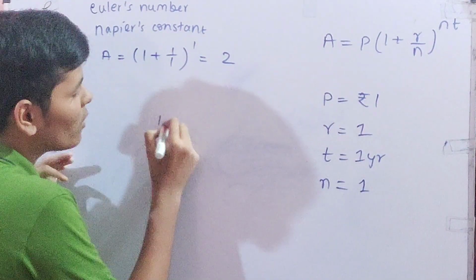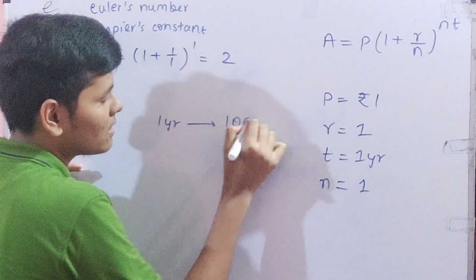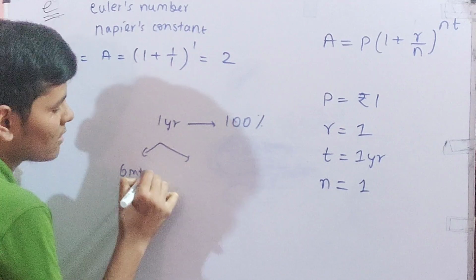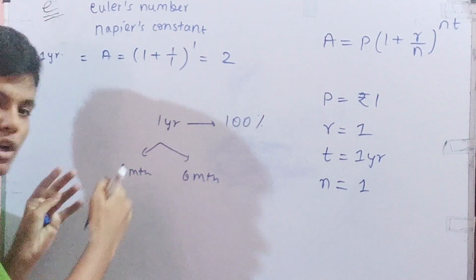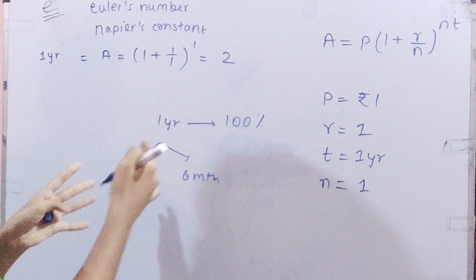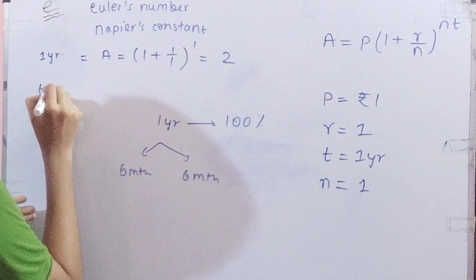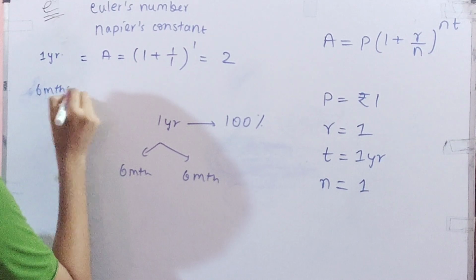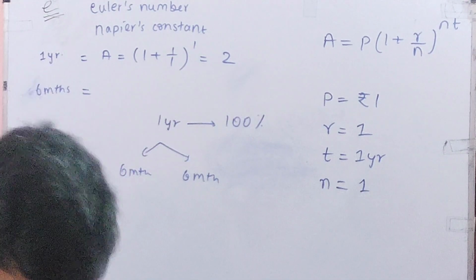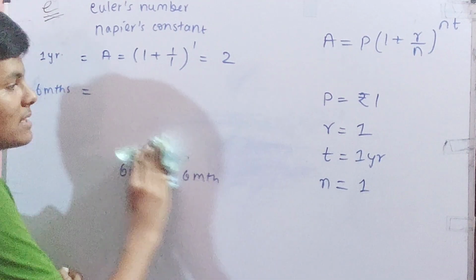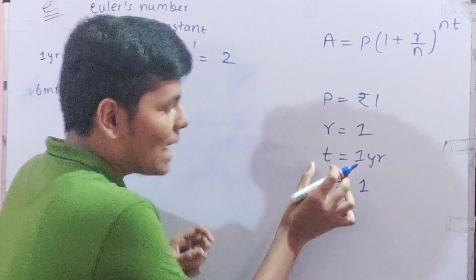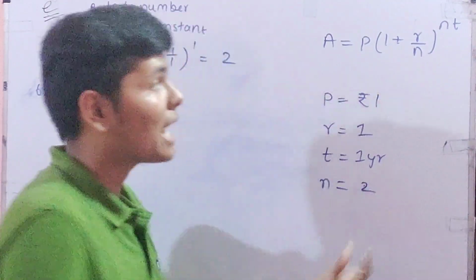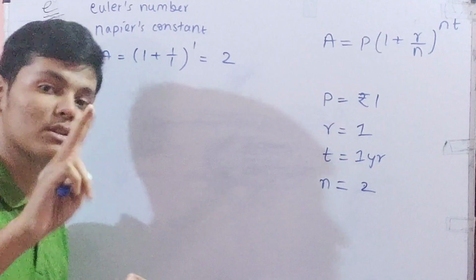Now see, for 1 year you are getting, suppose, 100%. Can we divide this into 6 months and 6 months? You are compounding it at 6 months. It means that you will get 2 intervals over here. So we have 6 months. Now it means that they are calculating the compound interest at 6 months. Then the time still remains 1 year, but here the n becomes 2. Why? Because the time is 1 year, but we are calculating the compound interest at 2 intervals.